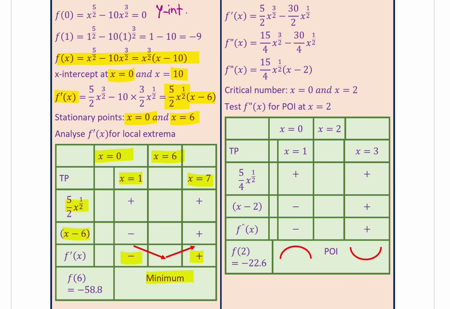Perfect. The same strategy which we applied earlier will be applied now. So at x equals 6, we get a value. Calculate the value. You may have to use the calculator for this particular case, right? So calculate.